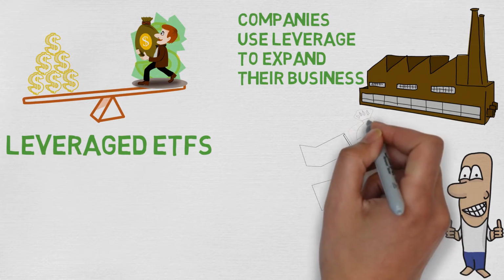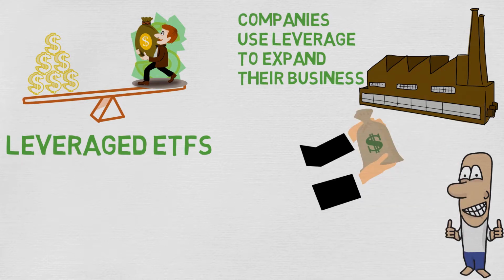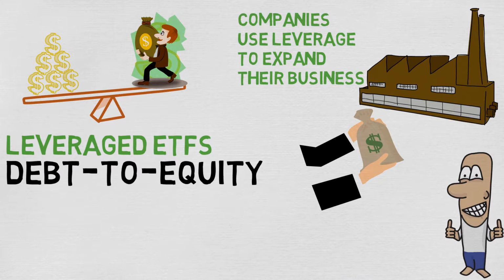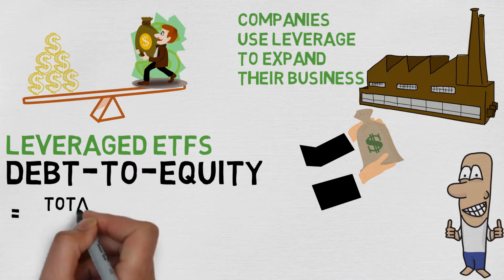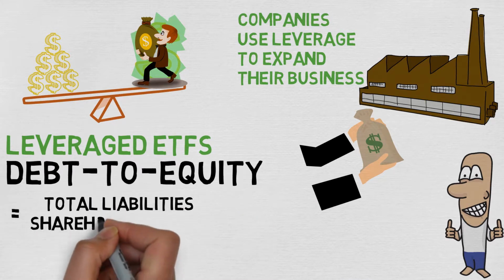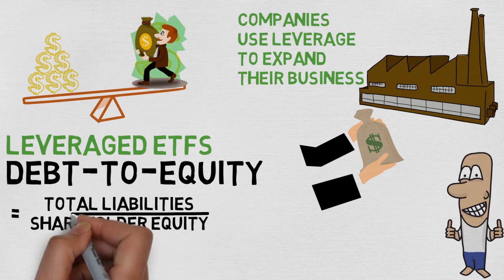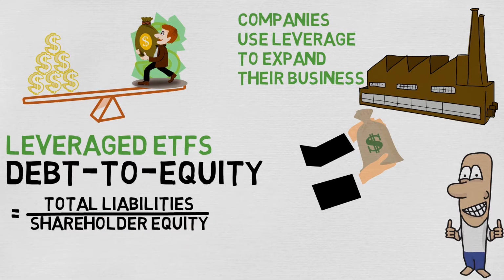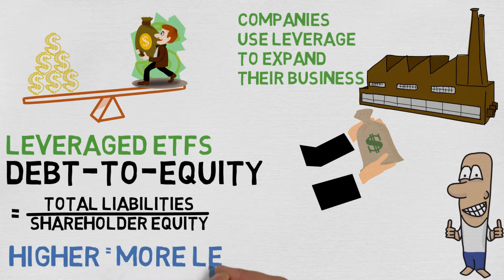If you want to invest in companies that use leverage, you can use debt to equity ratio to analyze how much leverage the company is using. Debt to equity ratio is calculated by dividing total liabilities with shareholder equity. The higher the DE ratio is, the more leverage the company is using.